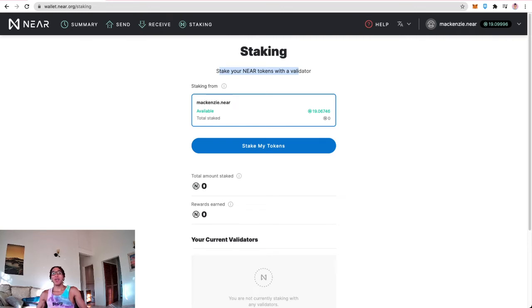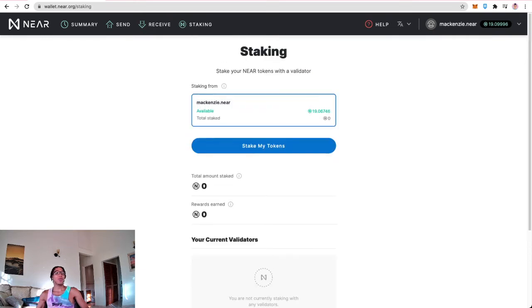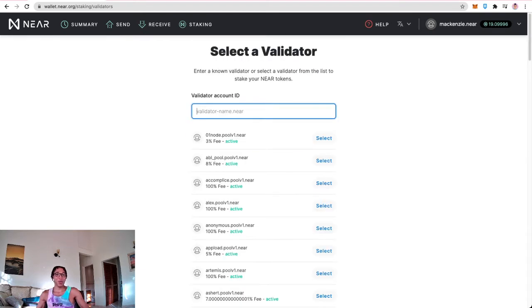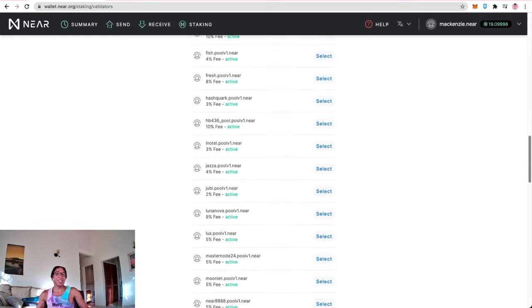So we have that available amount to stake with a validator, and I have zero NEAR staked so far and zero rewards earned. I'm going to do this now so that the next time I do a video, we can start seeing some rewards hopefully. So the first thing you do is you click stake my tokens. And it'll give you a long list of different validators to stake with.